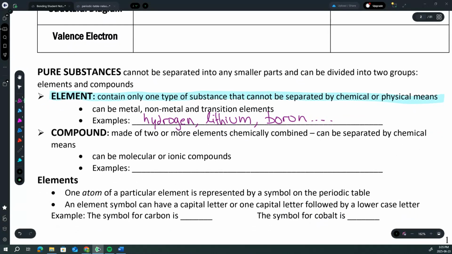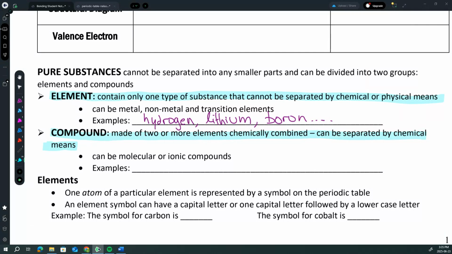Now a compound, so that's another definition that we want to know. A compound is made up of two or more elements that are chemically combined. And compounds can be separated by chemical means, in other words, through chemical reactions.